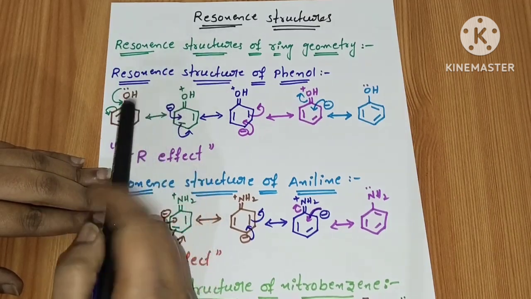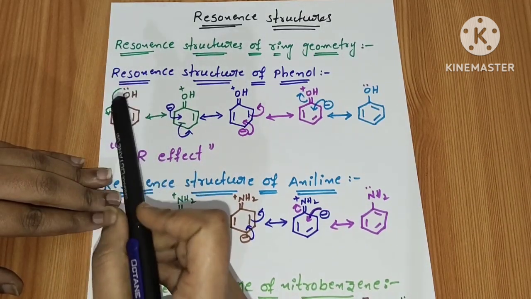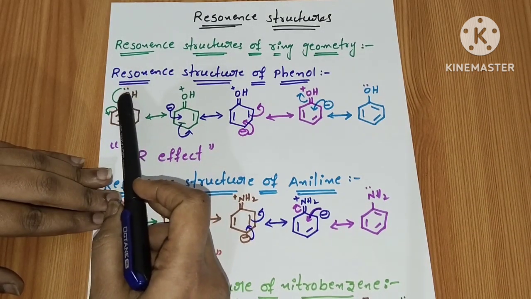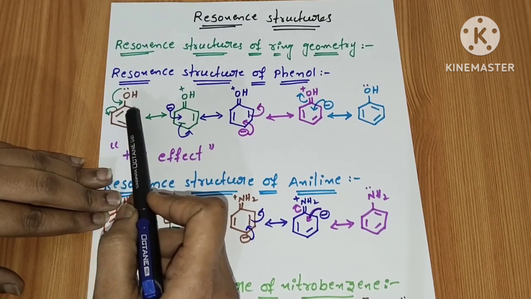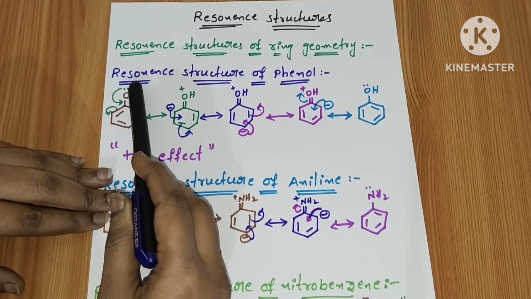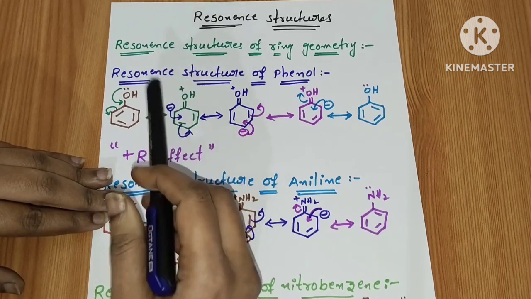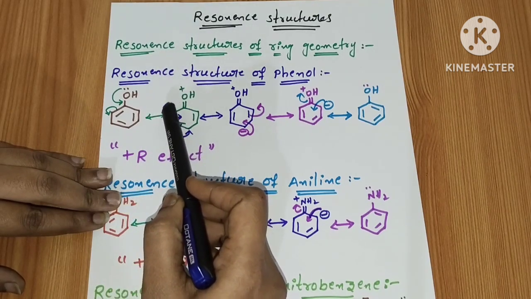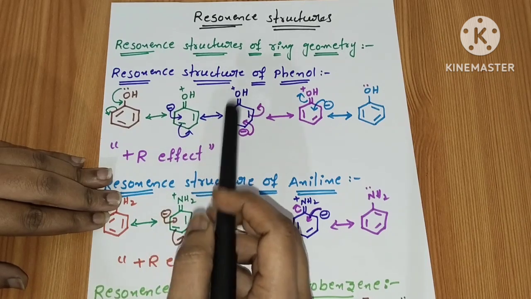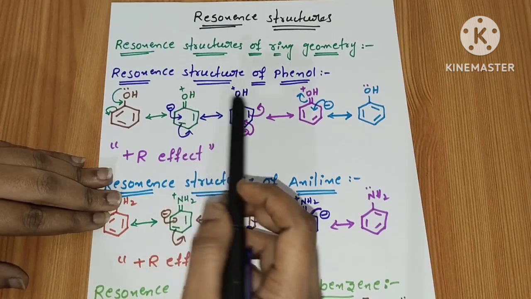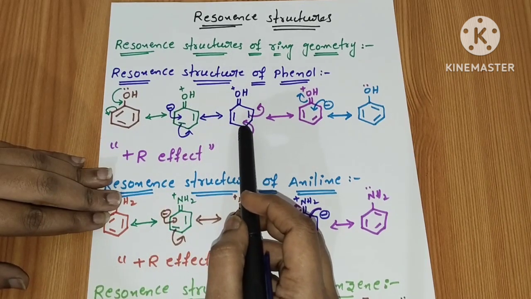Here oxygen has one lone pair of electrons. So oxygen donated the lone pair of electrons into the ring. So oxygen gets a positive charge and the negative charge appears at the ortho position. Then this negative charge forms the double bond here. Then we will get the negative charge here.